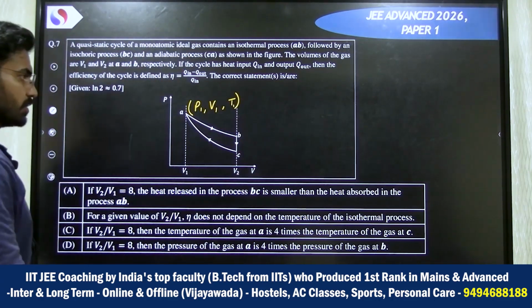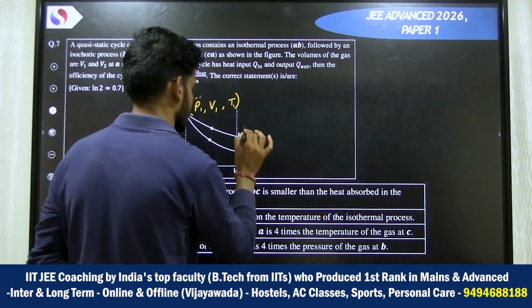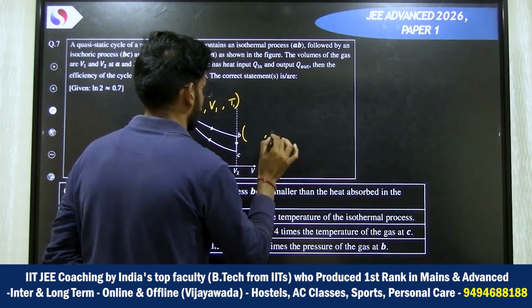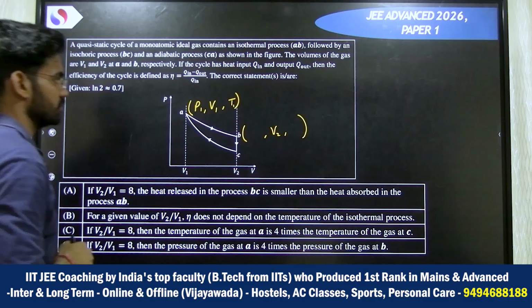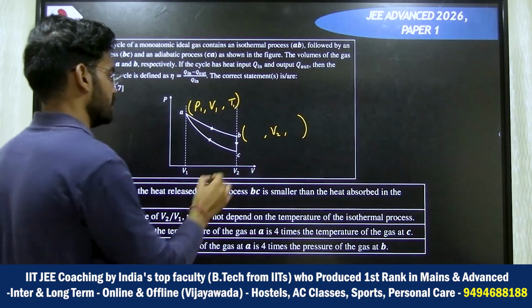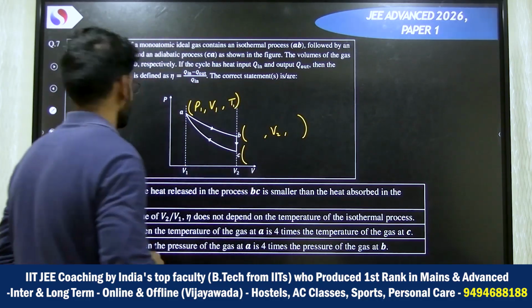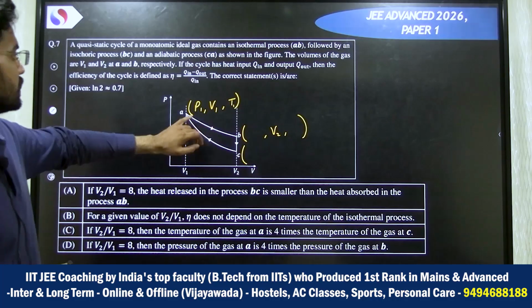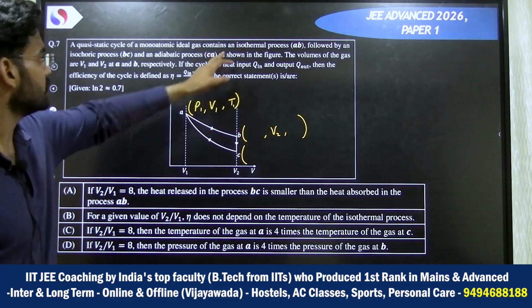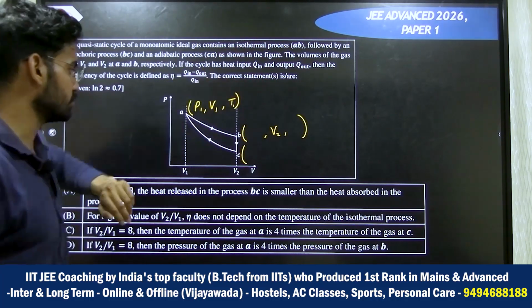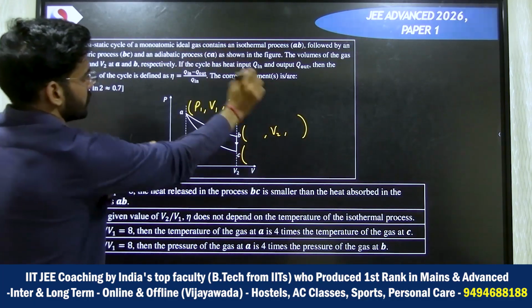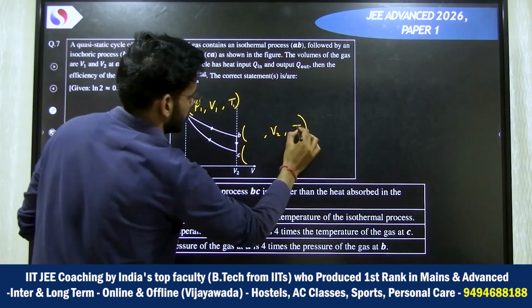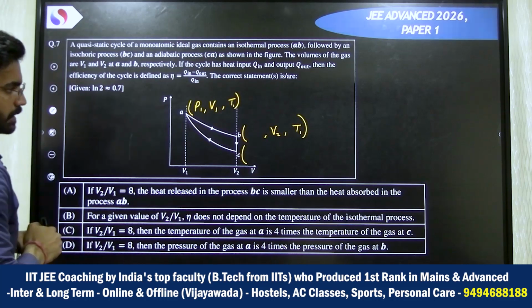I will write down for A, B, C, all of them. How I am solving, just try to understand. Here at B, volume is V2, temperature we don't know, and the pressure we don't know. And for C point... for A to B, if he is using isothermal, it means temperature is not changing. So temperature is T1.